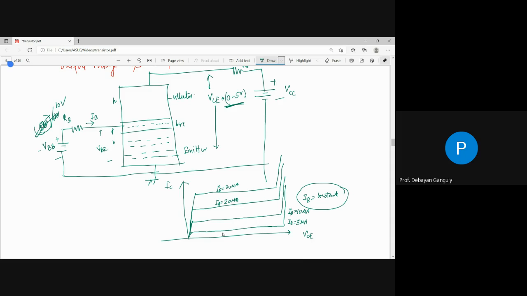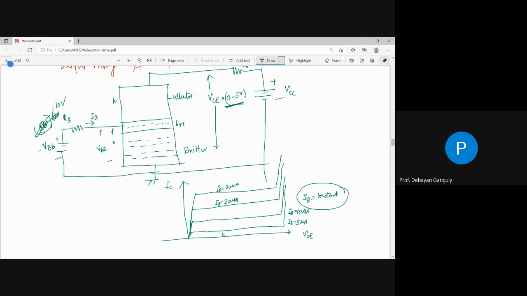Now one more thing that you need to notice: what will happen when I am not giving any voltage to the base junction. When I am not giving any voltage to the base junction and I am increasing the collector voltage, there should be slightly some electrons from the emitter junction that would be attracted by the collector, but the current that we will get is very minimum.